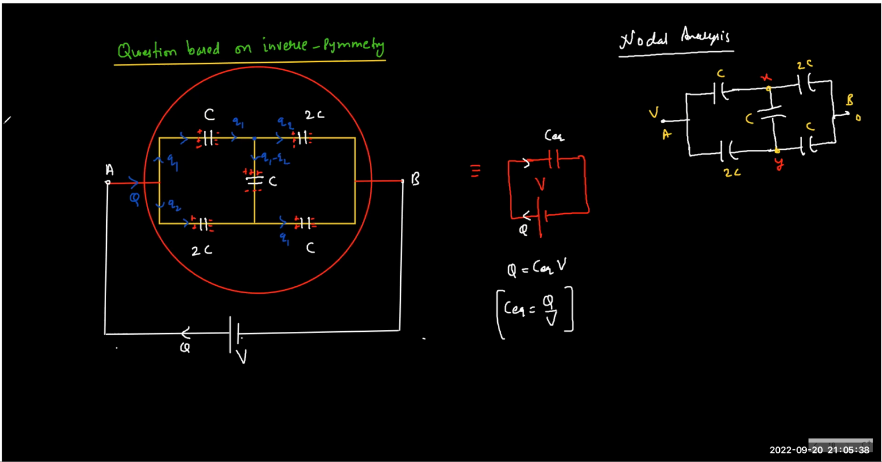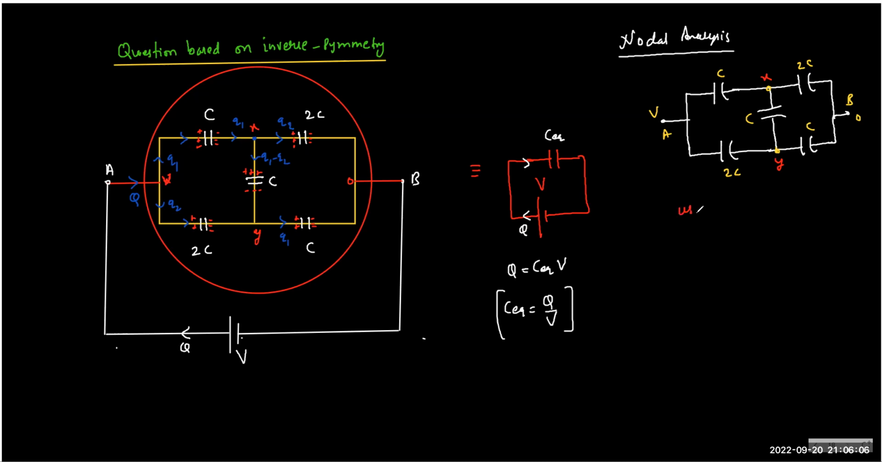The other way is, let's exploit the symmetry. We have realized that the potential across this point and this point is the same as this and this, isn't it? Because we have the same charge on the capacitor.